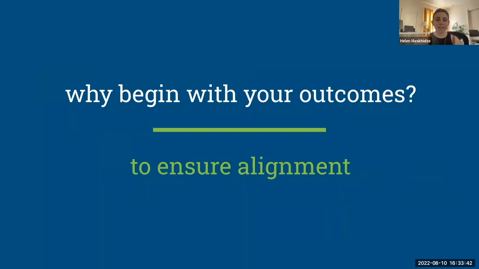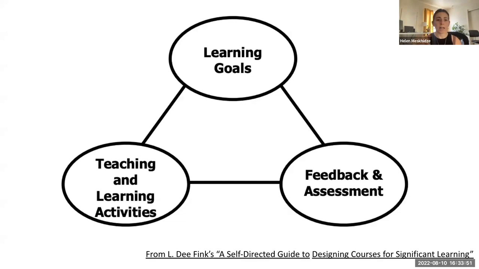Okay, and then the second part of why we're starting with the outcomes is to make sure that our course is aligned. So let me say a bit more about that. This figure is from a really useful guide that L. D. Fink wrote called The Self-Directed Guide to Designing Courses for Significant Learning. It's on our Canvas page. I would really recommend it if you're thinking about how to structure and design the course, which you are obviously if you're in this workshop, but if you want some further resources, it's there for you.